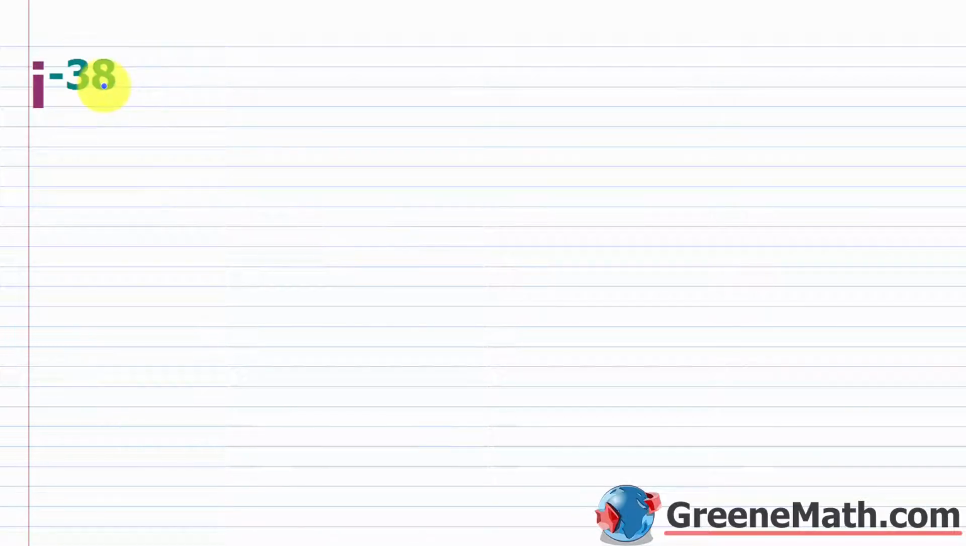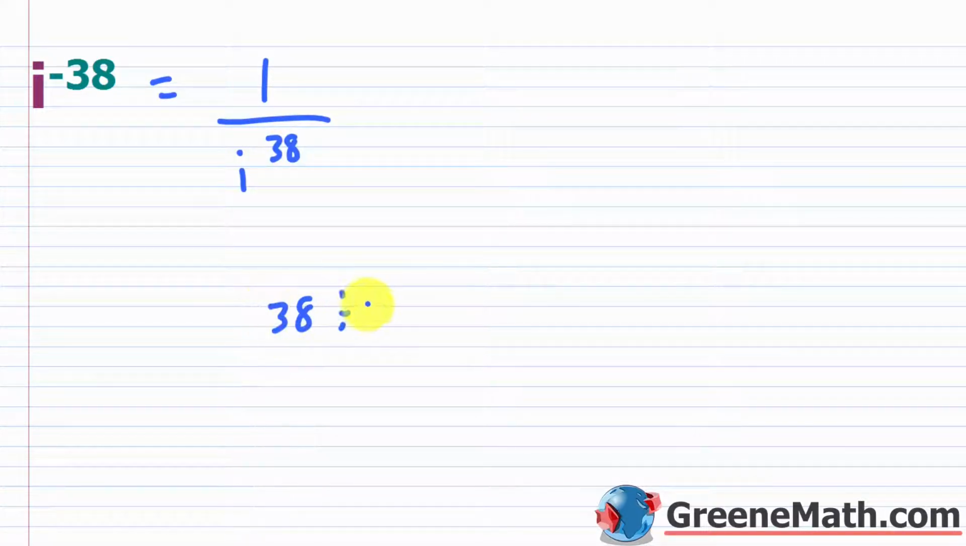So we have i to the power of negative 38. There's a really easy way to do this, but let me do it the slow way first. I'm going to write this as 1 over i to the power of 38, okay? And then, of course, I can just do 38 divided by 4 and see where that puts me. It's going to be 9 with a remainder of 2, or 9.5.